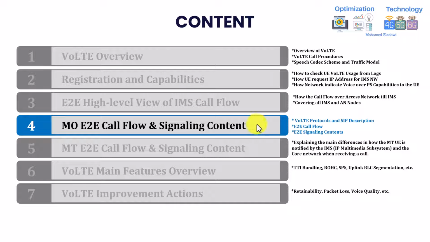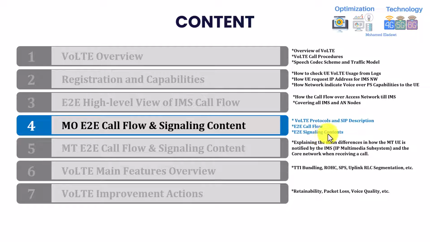In today's video, we are going to cover three main points related to the end-to-end call flow and signaling content. But first, we'll recap the VoLTE protocols and the general SIP description, just to have a high-level introduction and understanding before digging into the details of the end-to-end signaling. Then we'll end by going through the contents of the end-to-end call flow.